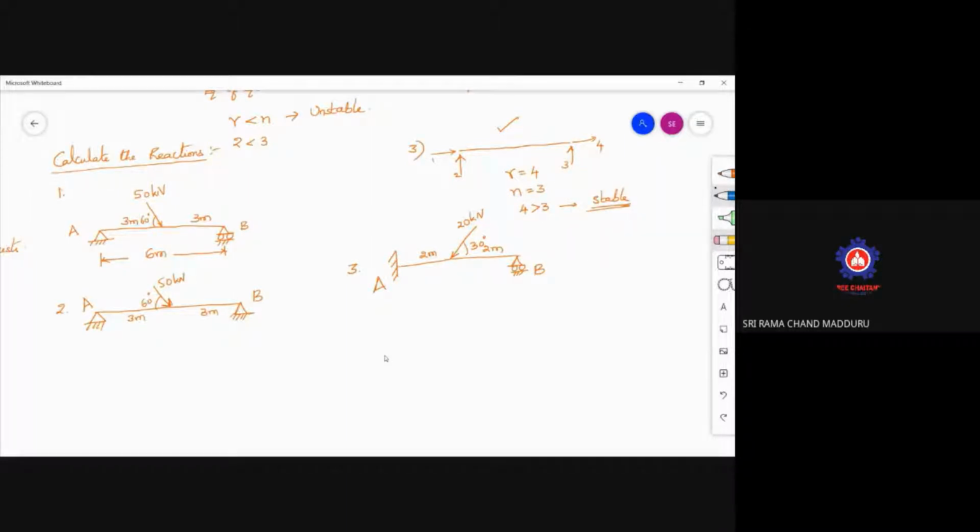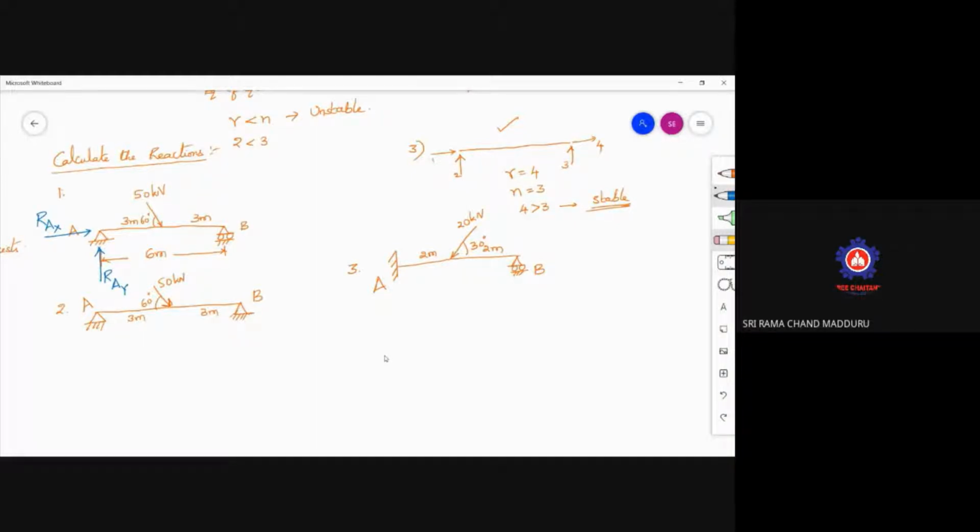Here this is a hinged support. For a hinged support, here this is RA, I am writing it as Y. You can also write it as VA, that is the vertical force at A. Otherwise, I can write it along the Y axis as RAY, and along the X axis as RAX. There is force along X, force along Y.